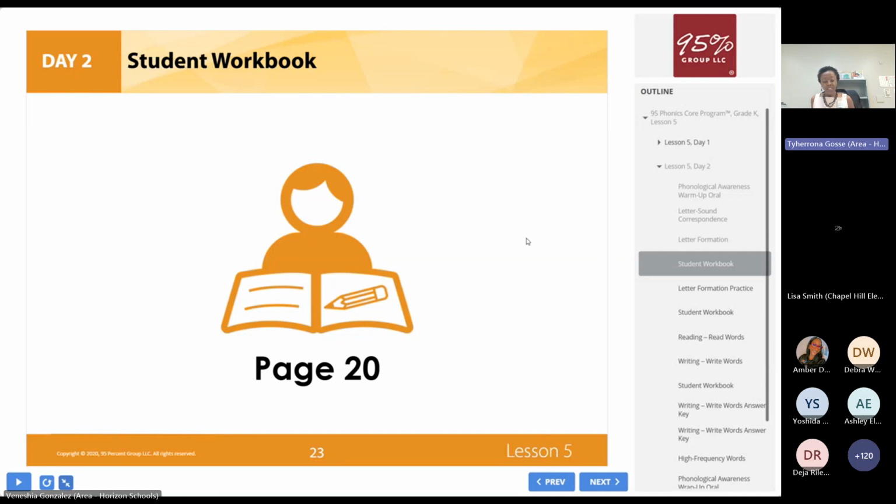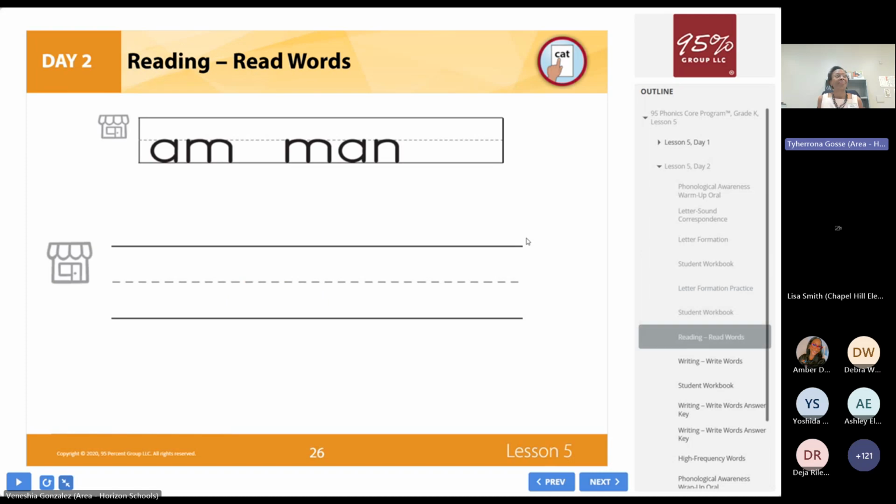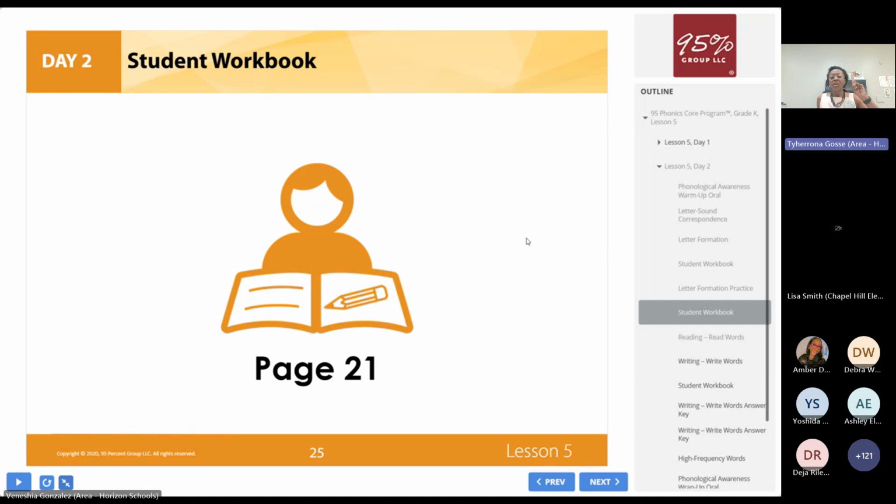Today, we're going to start learning to read words that have the letter sounds that we've learned. Which letter sounds have we learned? What letter sounds have we learned so far in kindergarten? Okay. All right, let's do this. We learned the T sound. We learned the P sound. We learned the N sound. We learned the A sound. And we started learning about the M sound.